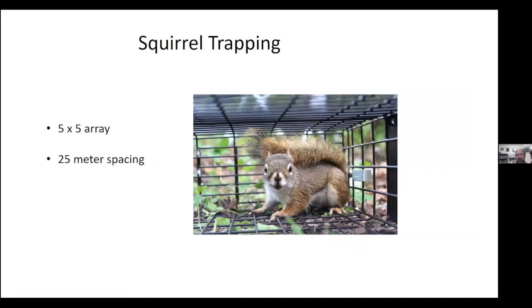Squirrel trapping. So in addition to the Shermans, which were used for mice and voles, mostly flying squirrels, red squirrels and chipmunks, we have larger cage traps out for them. These are in a 5x5 array, 25-meter spacing, so 25 traps per grid.